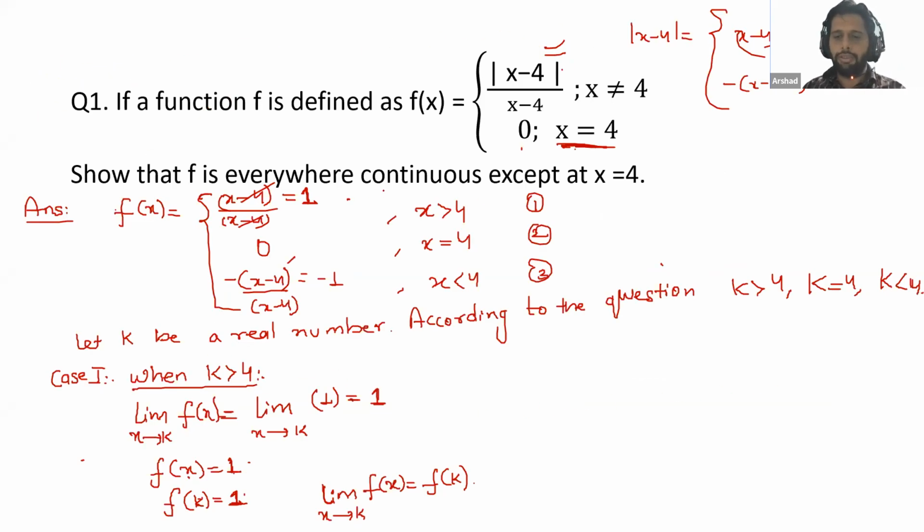One thing always remember about continuity: if they ask you to check whether the complete function is continuous or not, then for greater than any number, that function will always be continuous. This is a standard result, but we have to show it, that's why we have done it like this. For less than, the function will always be continuous if it is a polynomial or trigonometric function like this. The possibility that the function will not be continuous is at this point, at 4.